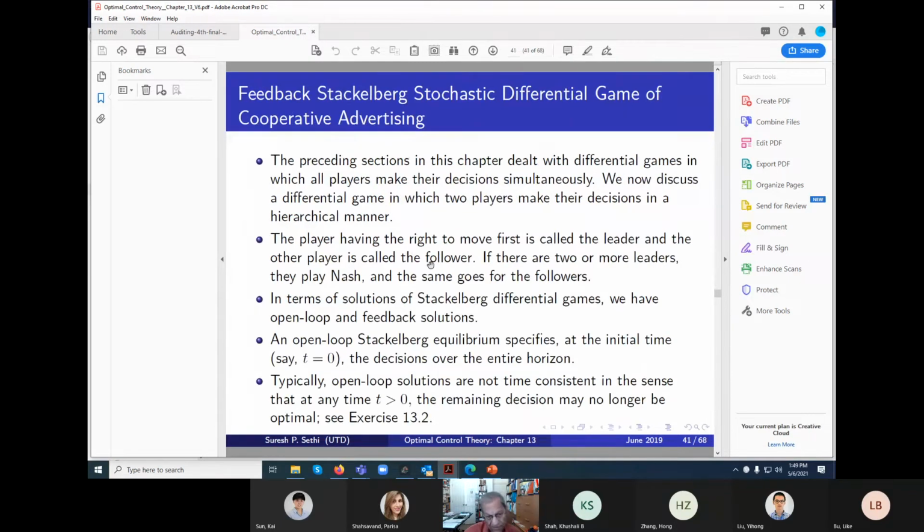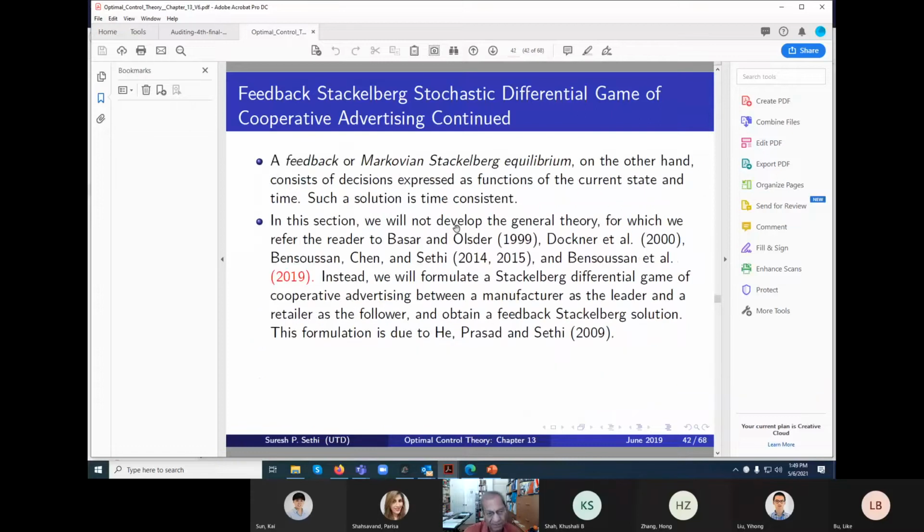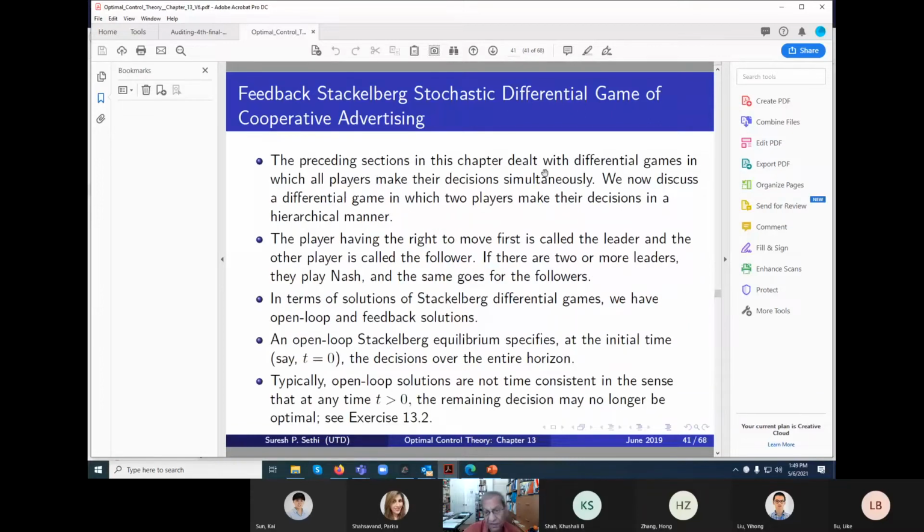Yeah. So this is a summary. Let me just do the summary here before I go to the next one. The preceding section dealt with the differential game in which all players make the decision simultaneously. We now discuss a different game in which two players make their decisions in a hierarchical manner. That would be the next thing that we're going to do, which is the Stackelberg game. The player having the right to move first is called the leader, and the other player is called the follower. Stackelberg is also called a leader-follower game.